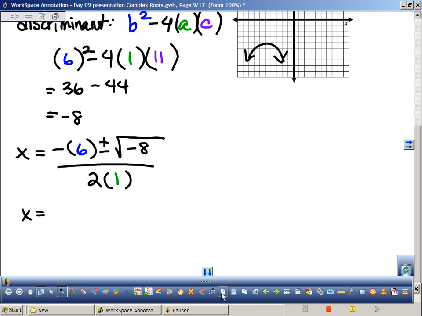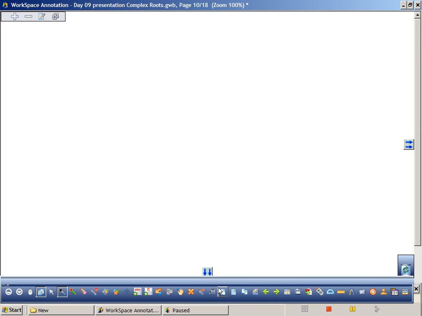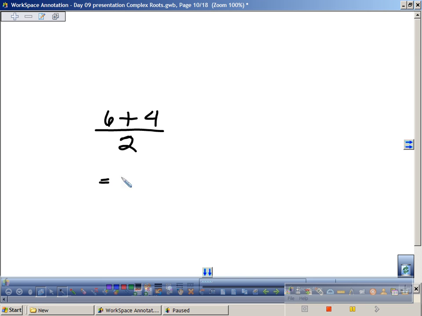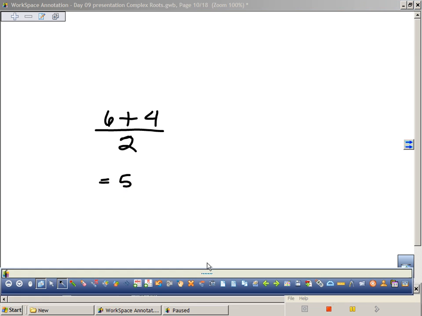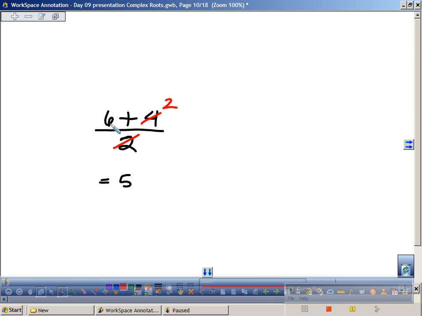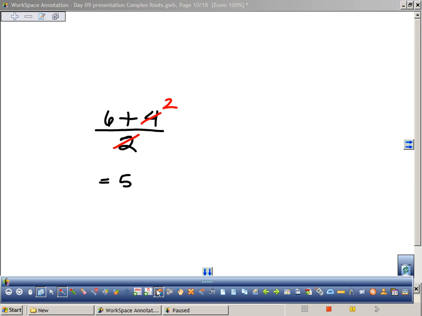I'm going to go over here on the side and say, you guys never do well when I have it on the same page. I'm going to put it on a different page. What is the answer to this? You should be able to do that in your head. Correct? What if I did this? The answer is still 5? No, it's 8. You can't do that because both numbers are being divided. Right? Does everybody see that?